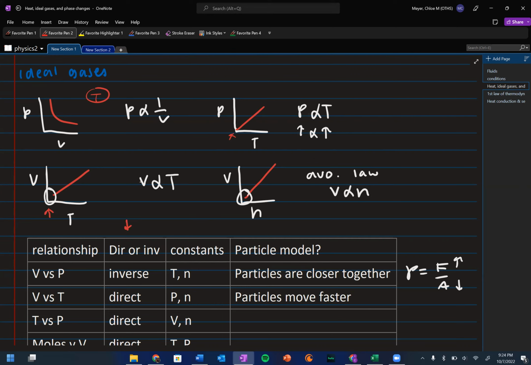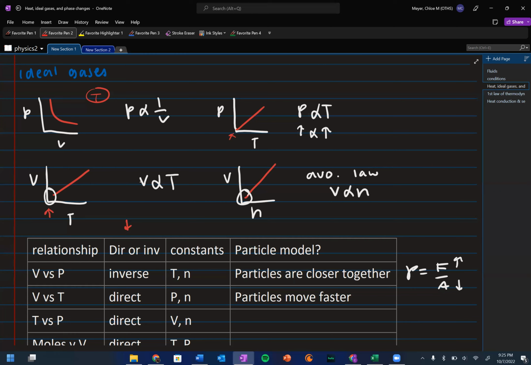So whenever you have temperature the same, pressure and volume have an inverse relationship. Whenever you have pressure and moles the same, which is just the number of particles you have, that is going to be in all of these, except for this last one. But if the pressure is the same, the volume has to increase, because over here, when temperature increases, pressure increases.